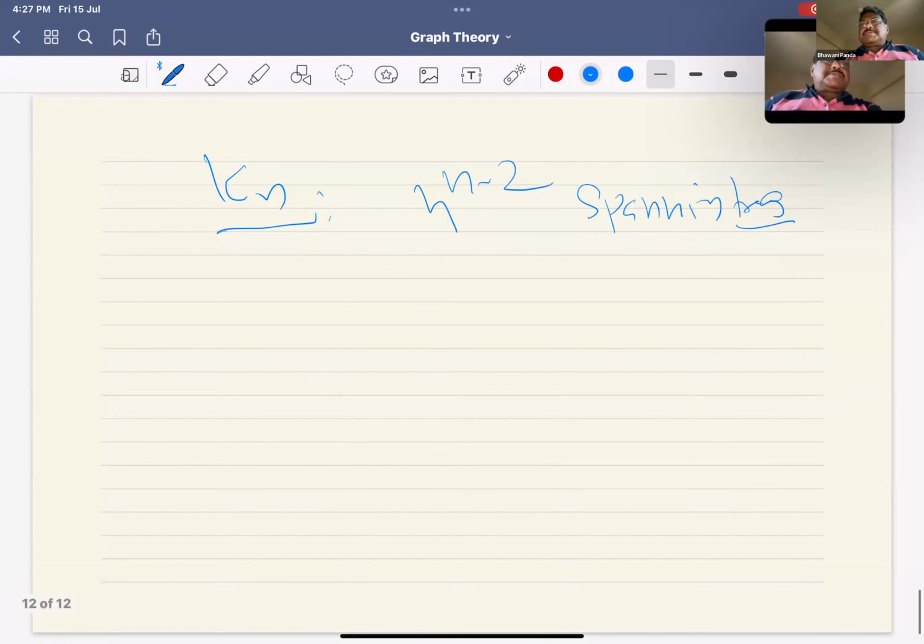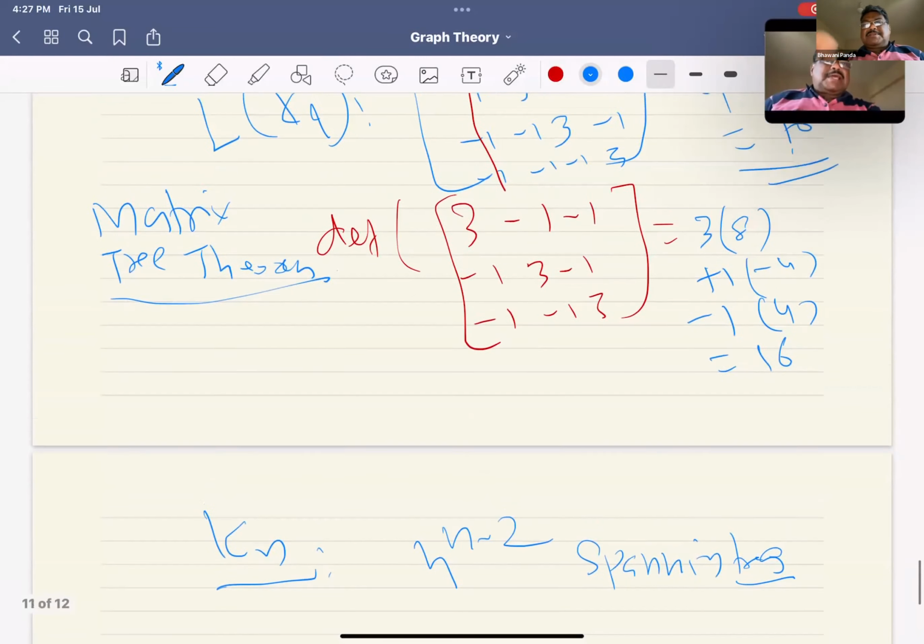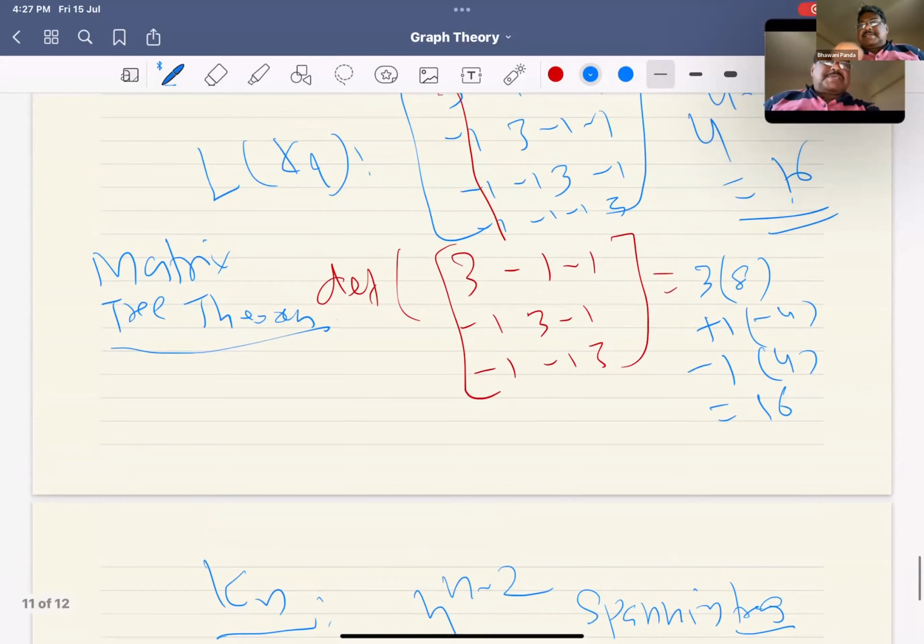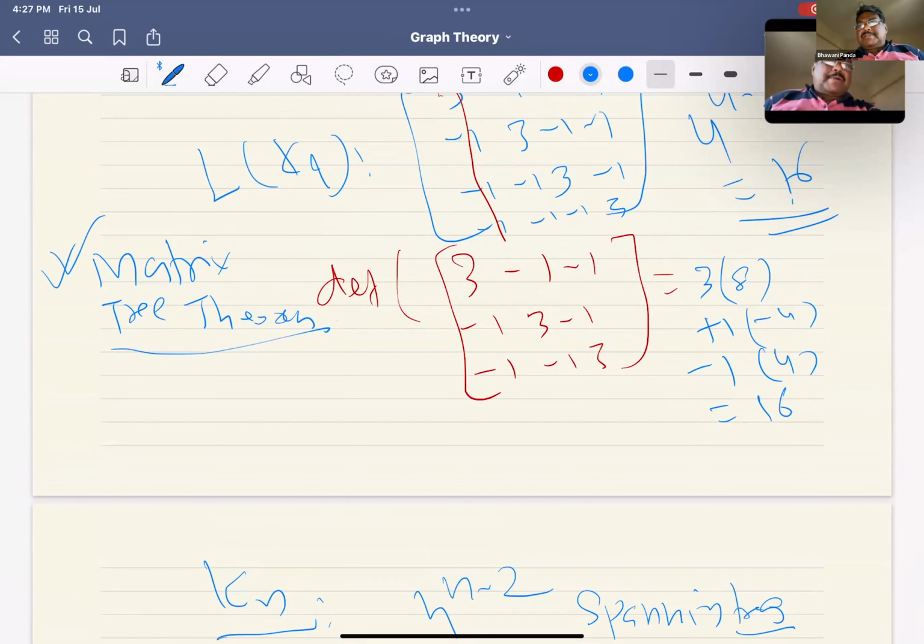But this formula is for a general graph. The matrix tree theorem is a very powerful technique. You find the Laplacian of this matrix and take the minor. That (n minus 1) by (n minus 1) determinant gives the number of spanning trees of such a graph.